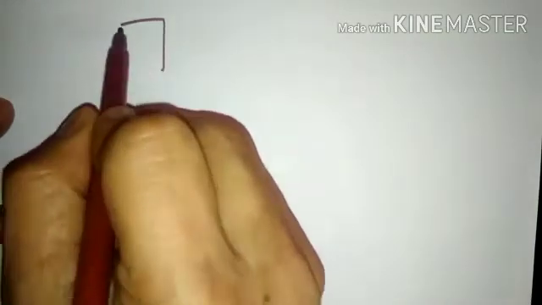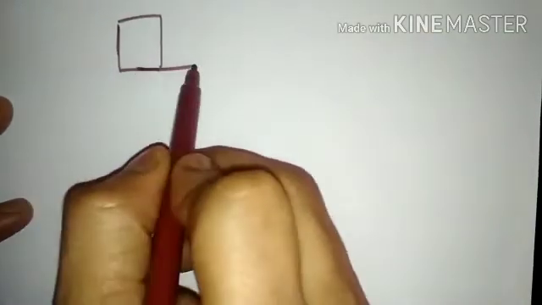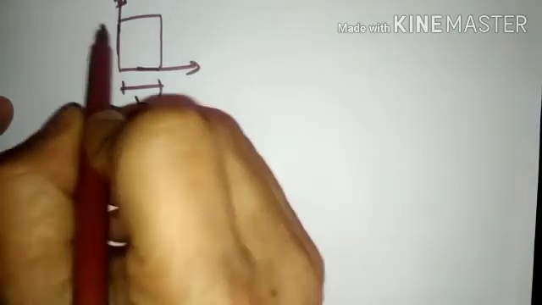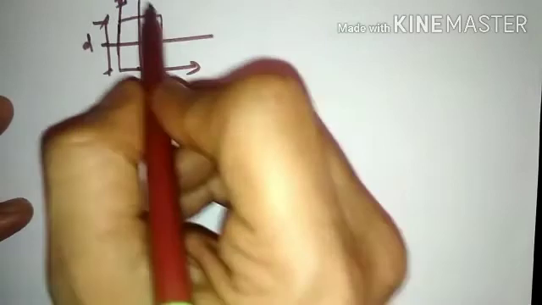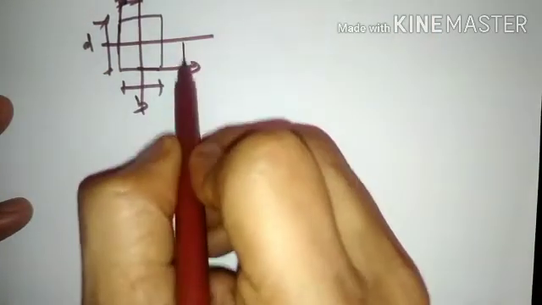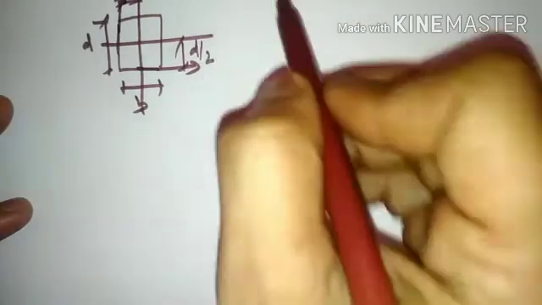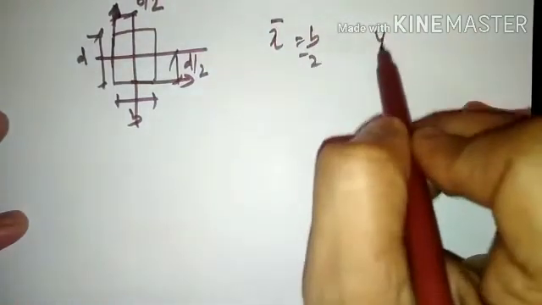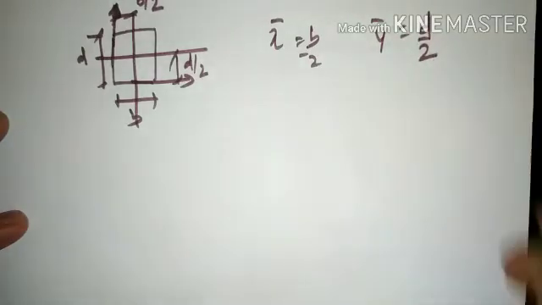We had considered a rectangle of dimension b and d being placed in x and y direction, and the center of this particular rectangular section along the x direction was b by 2 and along the y direction was d by 2. That was x bar was b by 2 and y bar was d by 2.